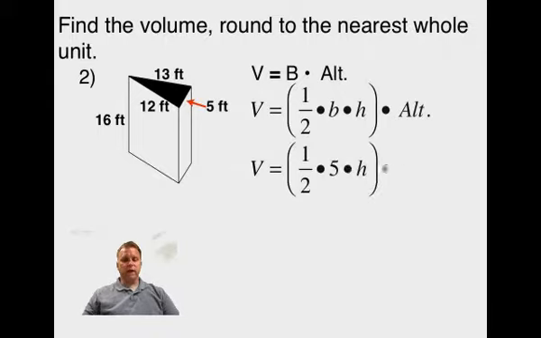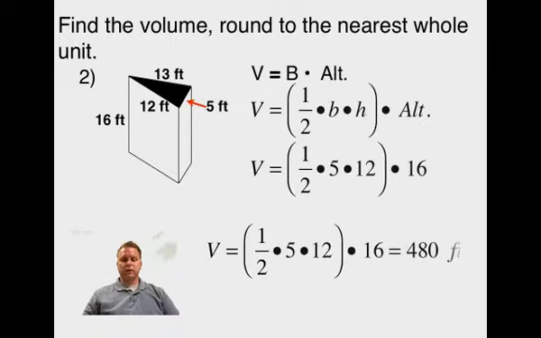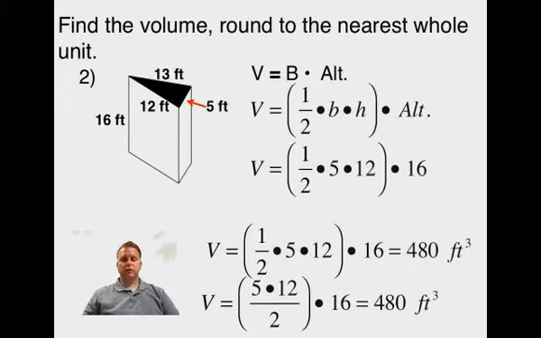So we plug everything in, and we have 5 for our base, 12 for our height, and then the altitude of the figure is 16. Multiply that together, we'll get 480 cubic feet. If there's questions, let me know on Edmodo, and I'll do my best to help you out. If you also want to do it by dividing by 2, you can.